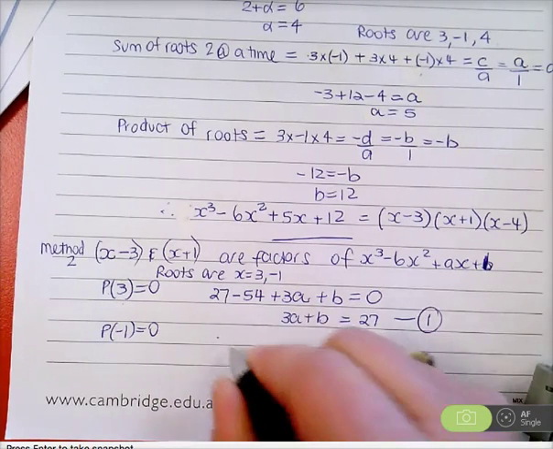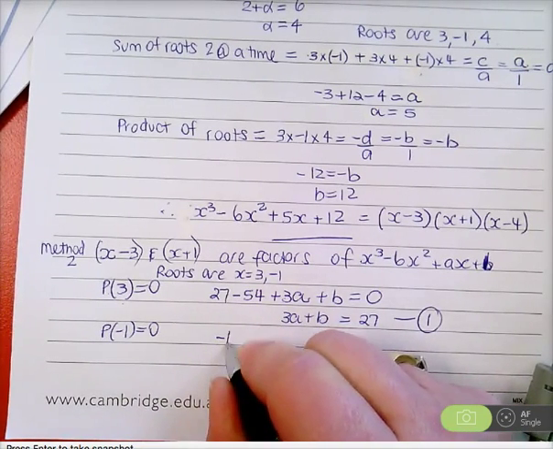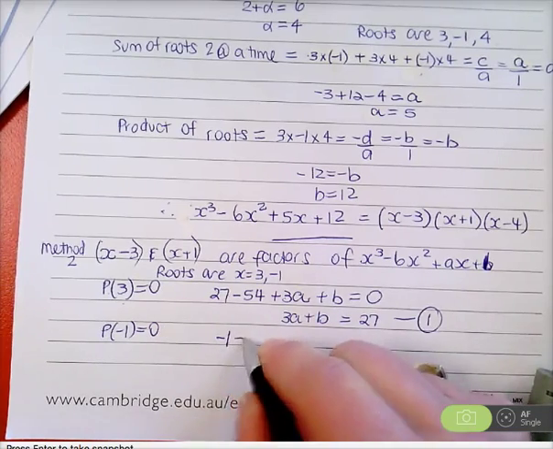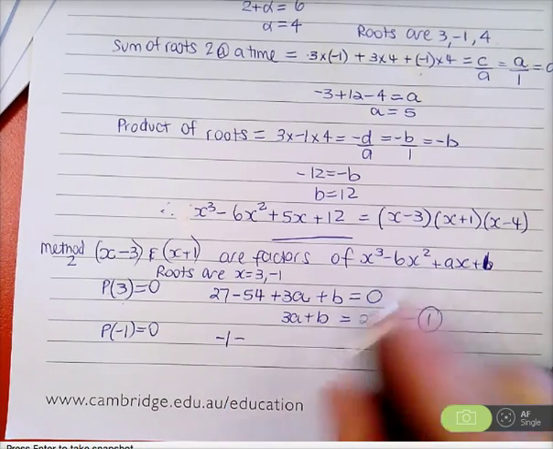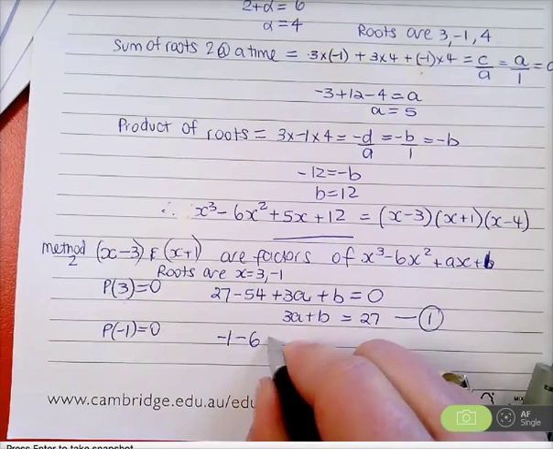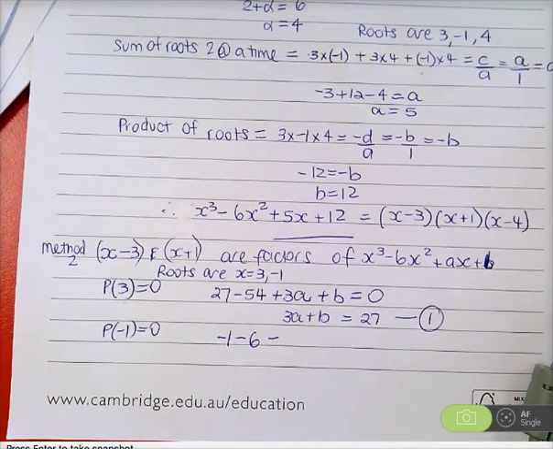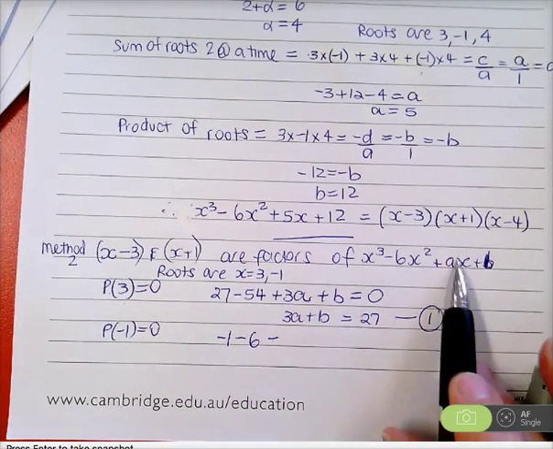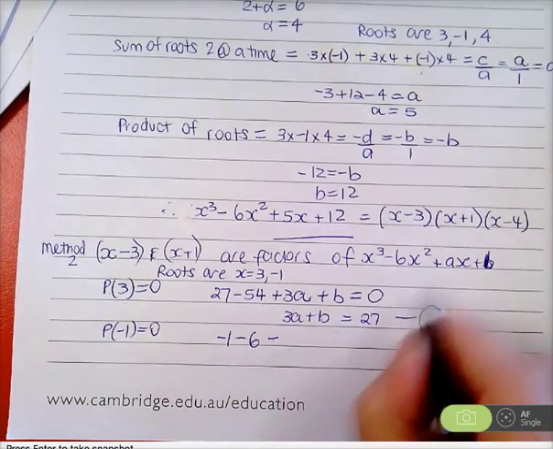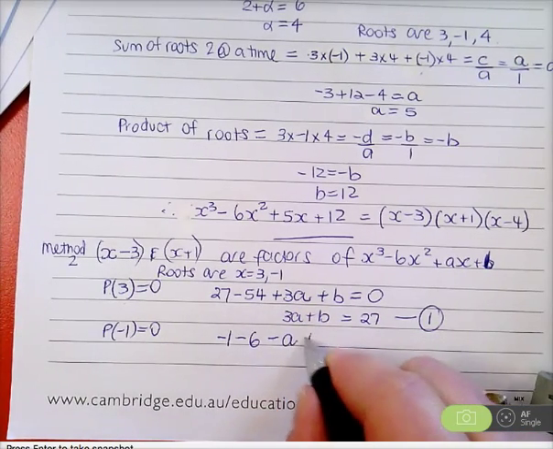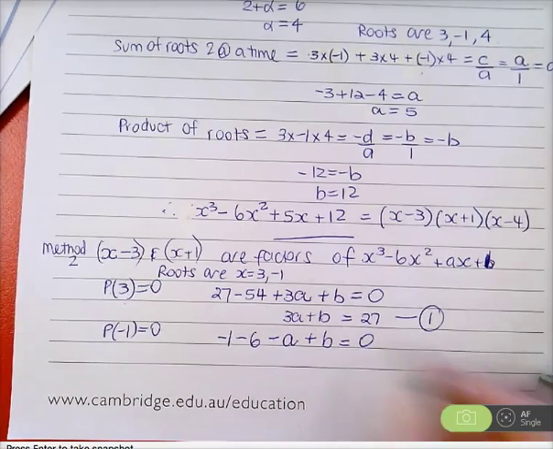If you put the -1 in there, -1 cubed is -1 minus 6 times 1. What's the next one? Minus, what's next? Minus A plus B. Good.